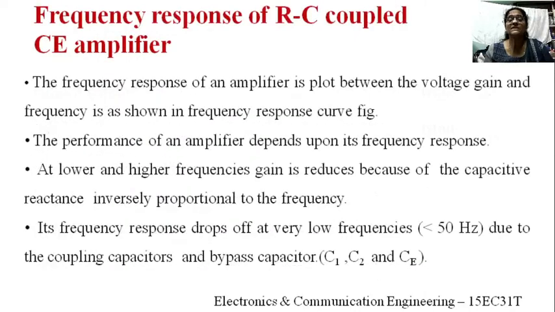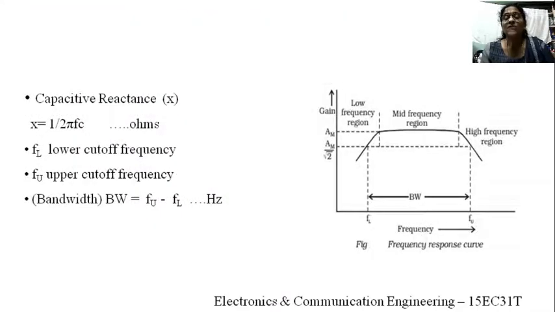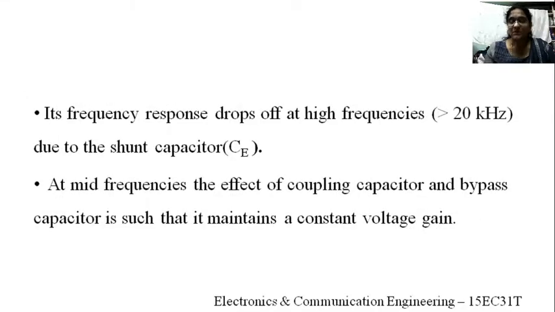Here we will see the frequency response curve now. FL is the lower cutoff frequency, and FH is the higher cutoff frequency. In between the range FL to FH, the amplifier voltage gain maintains constant, or we can say it is uniform. If the voltage gain is constant in that range, we call it the bandwidth. Next is the lower frequency here.